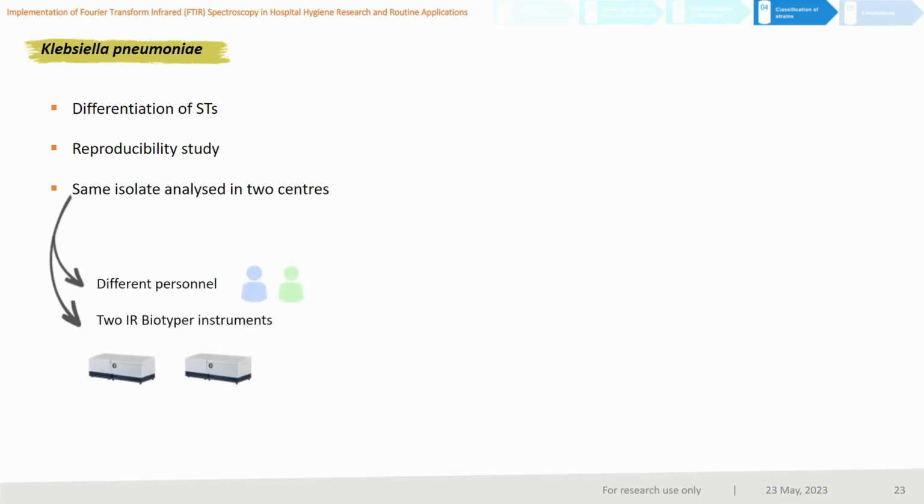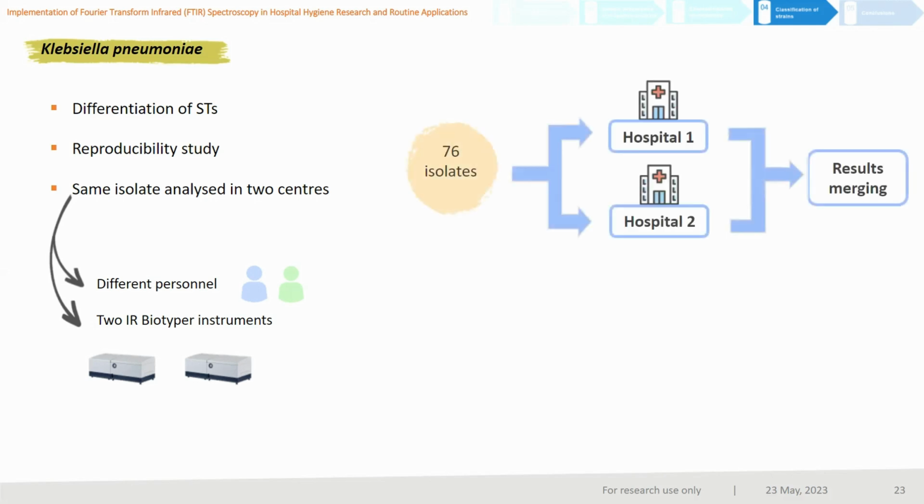And finally, this is the last example, made with Klebsiella pneumoniae. One of the objectives was to differentiate between some STs, but I think that the most interesting part of the study was the aspect of reproducibility. For this purpose, we analyzed the same group of isolates in two different hospitals, and this involved different personnel and two different IR Biotyper instruments. In total, we analyzed the same 76 isolates in both hospitals, and then we combined the results.